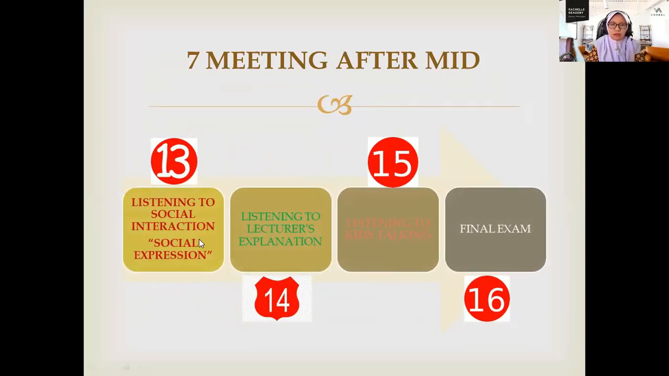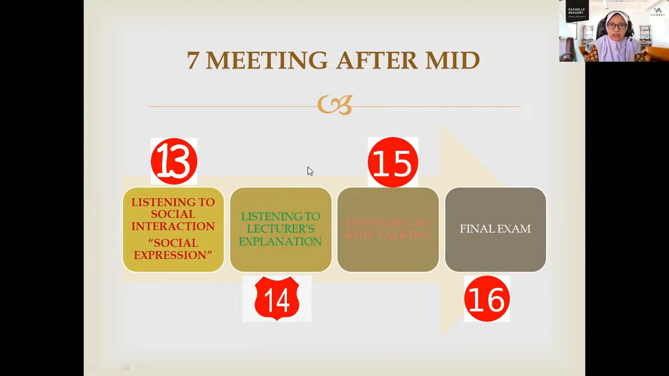On the 13th meeting, we are going to practice and also listen to social interaction, the social expression. Everybody has quite a social relation among the people in her or his environment, so they are going to interact with others. So we are going to know about casual conversation or social interaction between people or among people. We are going to know about the way they speak in English, naturally, of course.